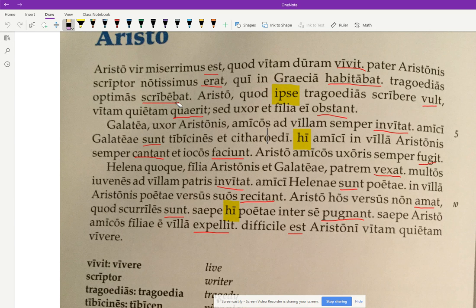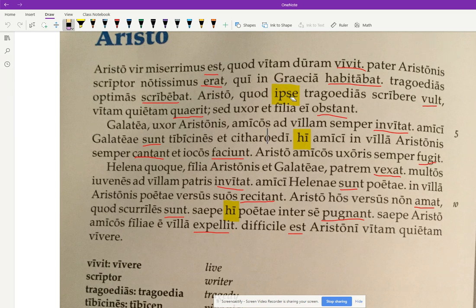Kind of ironic since you're setting up Aristo's life as a tragedy here, I guess. Aristo, quod ipse tragodias scribere volt, right? So must be because Aristo is not neuter, right? So plus it'll sound better. So Aristo, because, okay, ipse, right? This is an intensifying pronoun adjective here. So Aristo, ipse, himself, right? So ipse is he himself, because it's masculine. The ipse form is masculine.